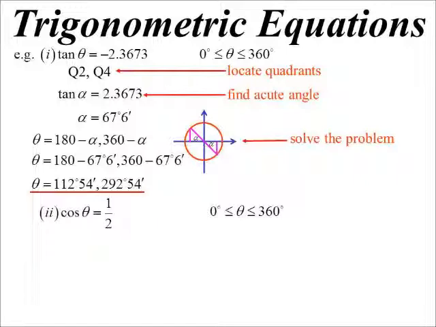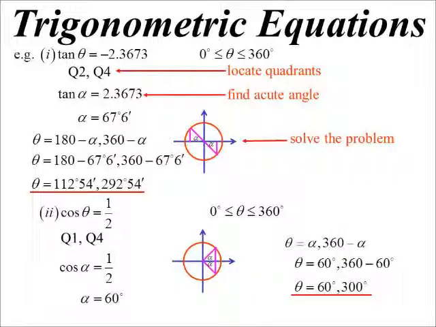Cos theta equals a half is a lot easier, of course, because it's one of our exact values. But again, they've specified between 0 and 360, so I know I'm in my first or fourth quadrant this time. The acute angle would be 60 degrees, so first quadrant is just normal. Fourth quadrant, 360 minus the acute, so we have 60 and 300.